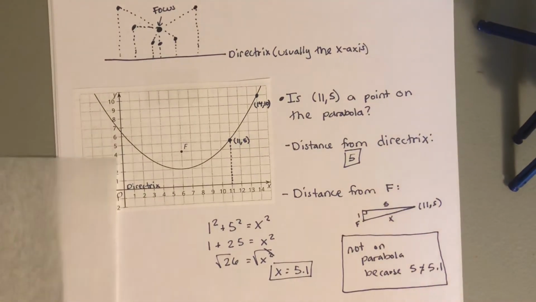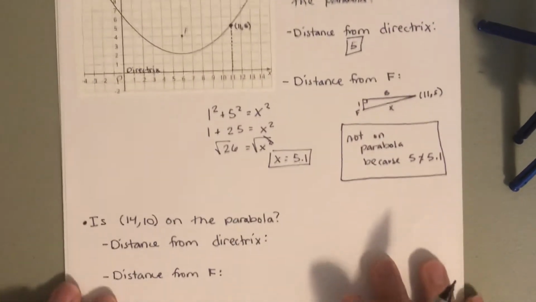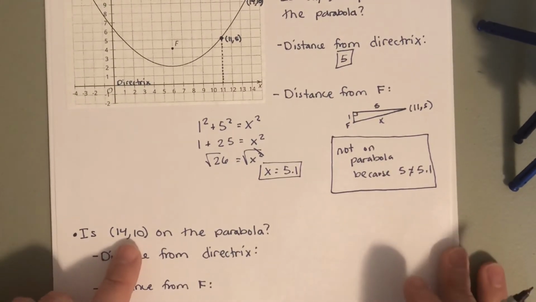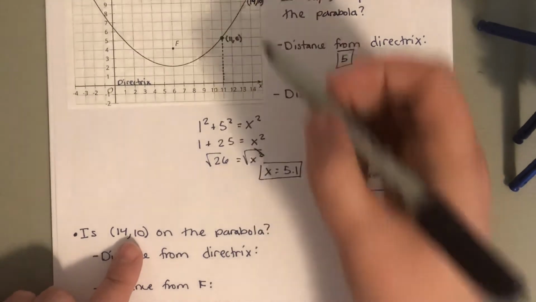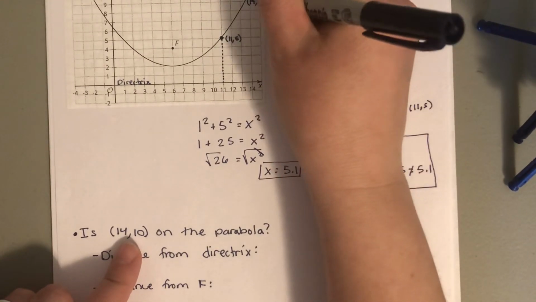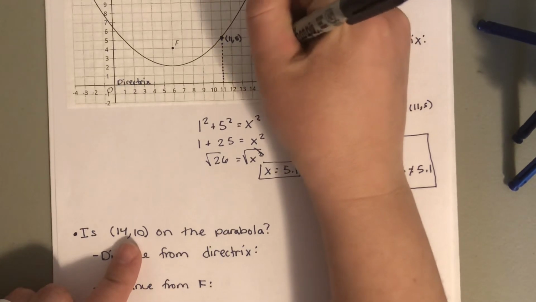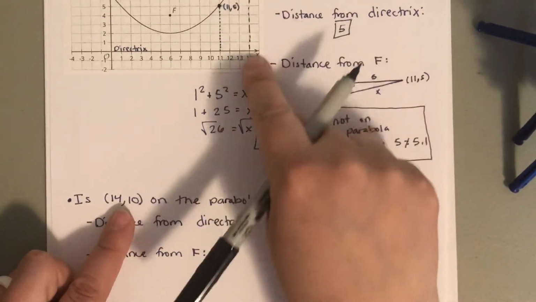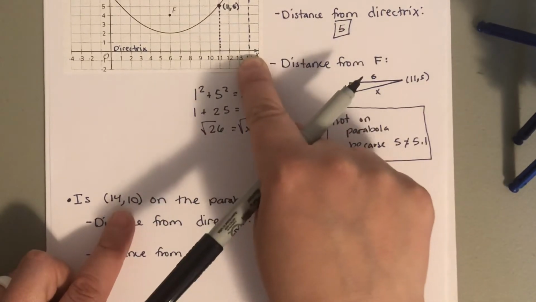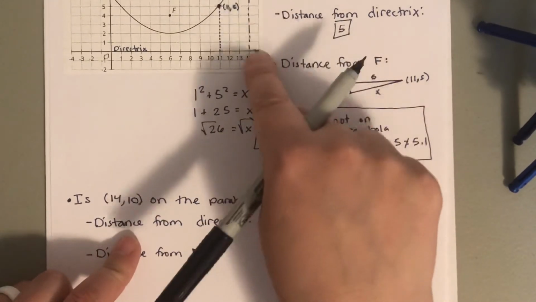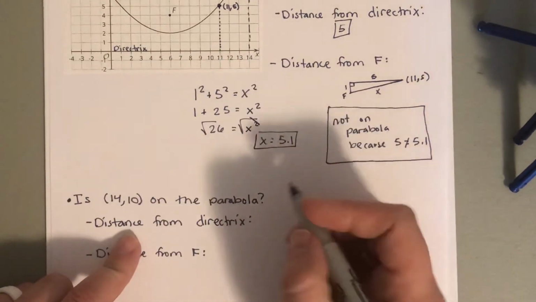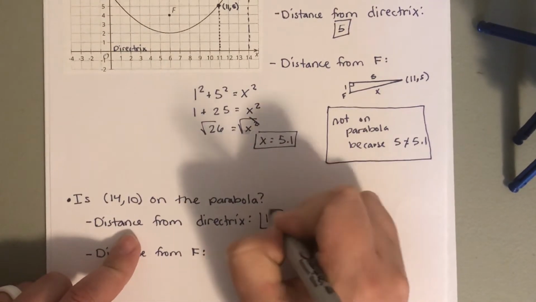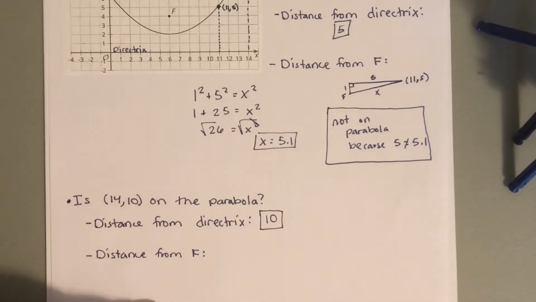Okay? Now let's try this again. What about this point down here, 14, 10? So we have this point, 14, 10. Is that one on the parabola? I have it marked up here. And if you go straight down, the distance from that point to the directrix, which in this case is the x-axis, is 10 units away. Really, it's just the y-coordinate, because that's how far up you had to go. So going straight down, it's 10 units away.